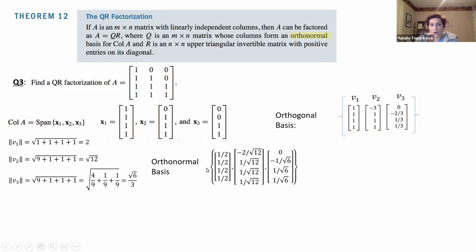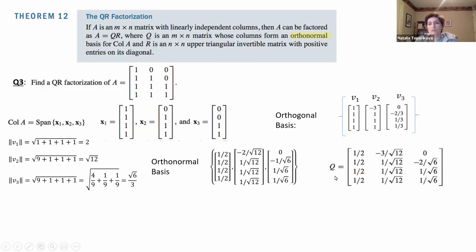Now we can form an orthonormal basis by taking each vector from the orthogonal basis and dividing it by its length. Now that we have an orthonormal basis, we can finally form the matrix Q by writing down our orthonormal basis vectors one by one, column by column. So now we have matrix Q and matrix A, and we need to find the third matrix R. We know that matrix A is factorized into the matrices Q and R. So how can we write R?